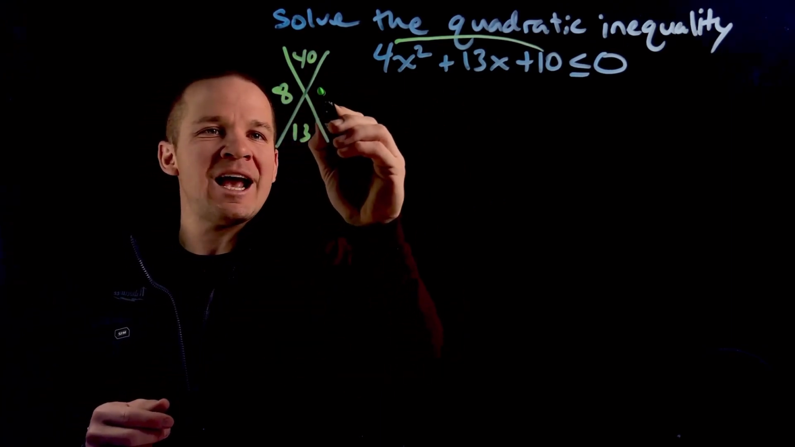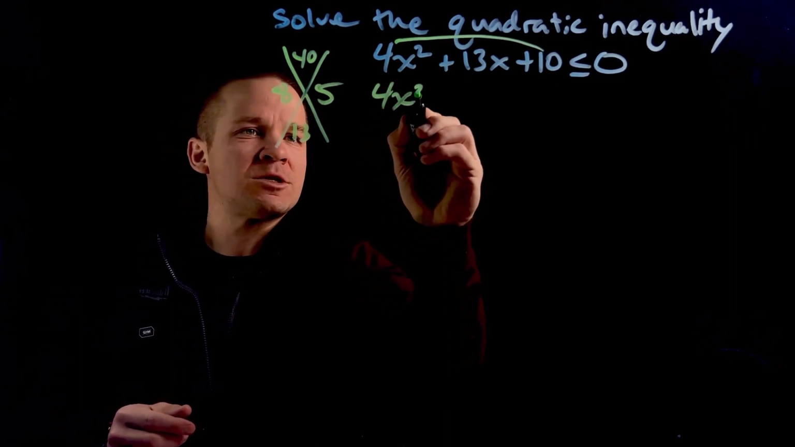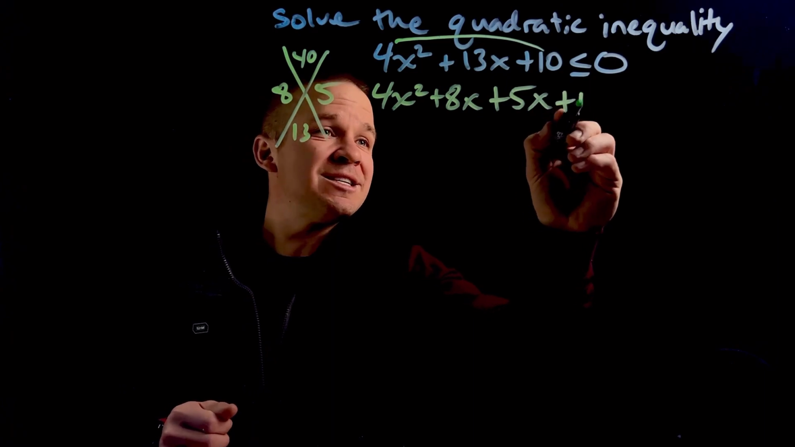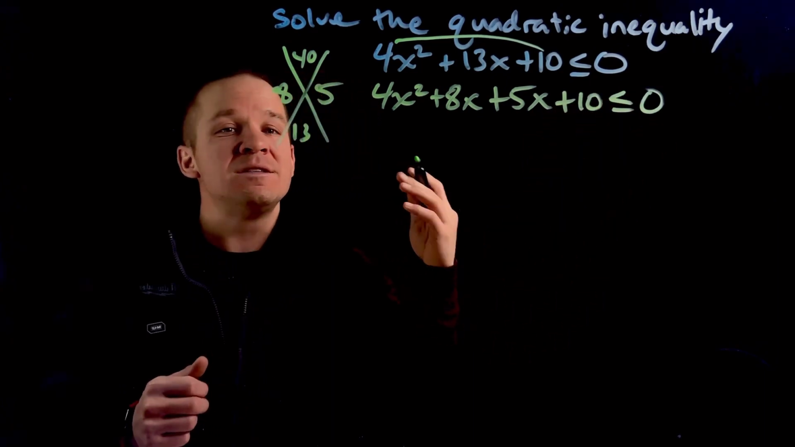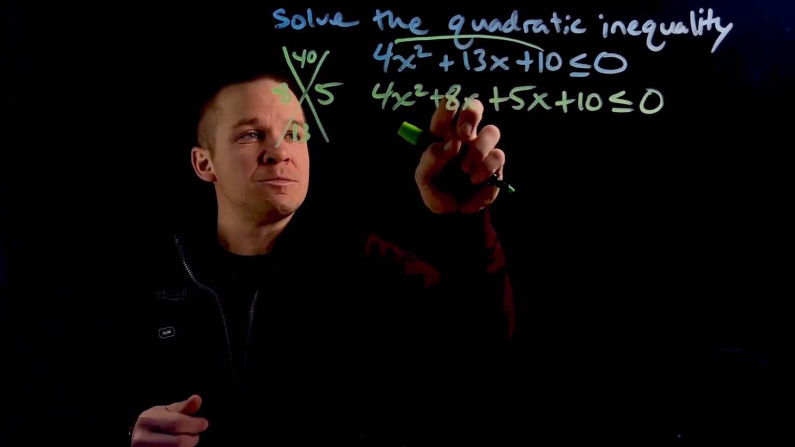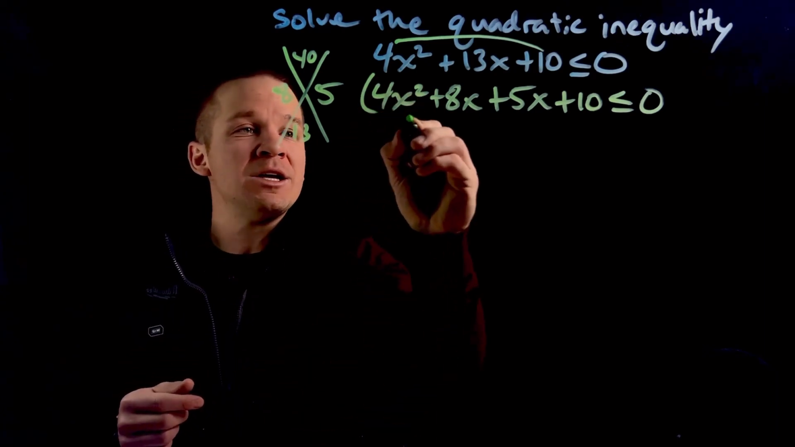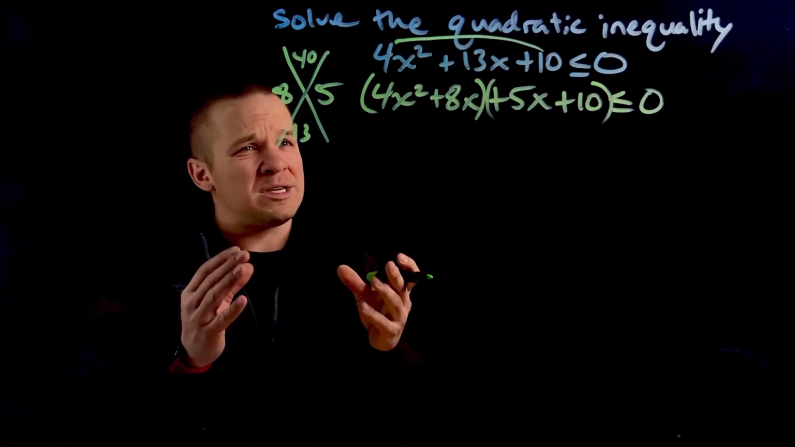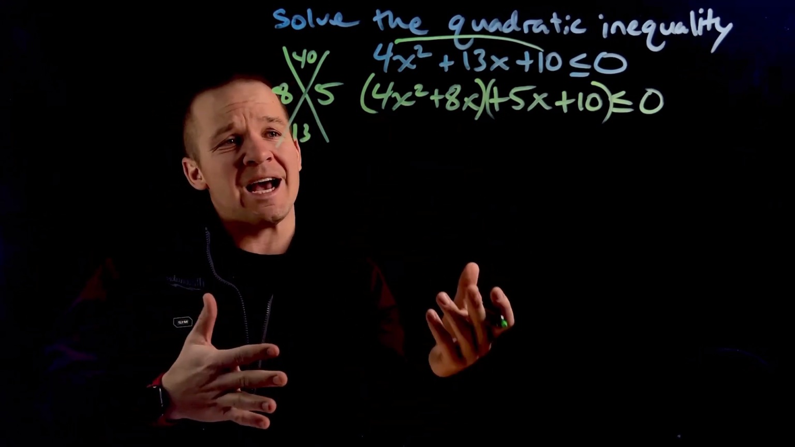That's going to be 8 and 5. So I'm going to have 4x squared plus 8x plus 5x plus 10 is less than or equal to 0, right? That adds up to 13. I just broke apart that 13. So now I can do this with factor by grouping, which I like. It's a pretty simple process because you're just looking for GCFs in two terms.